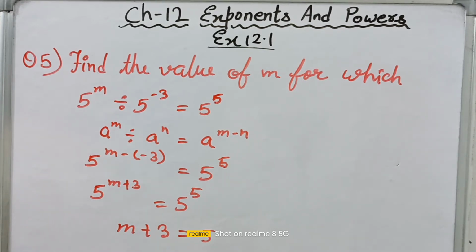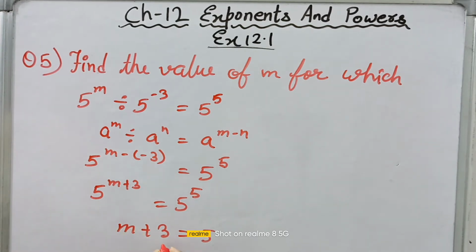Why do I equalize the exponents? Because if we have same bases on either side of equal to, that means their exponents are in equality. So that is why we can see 5 is here and 5 is here in LHS and RHS. Both are same and exponents are somewhat different. So that means if bases are same, these exponents are also equal. So we can find out the value of m from here.